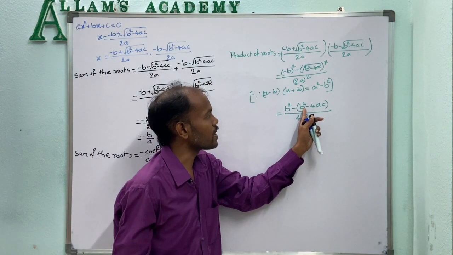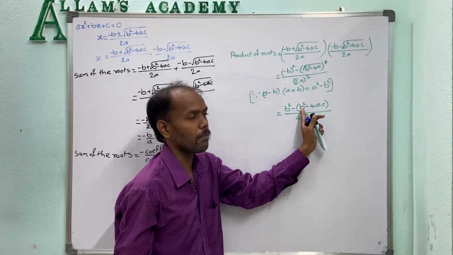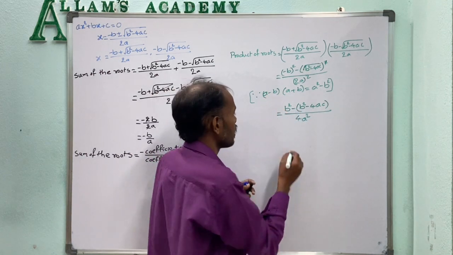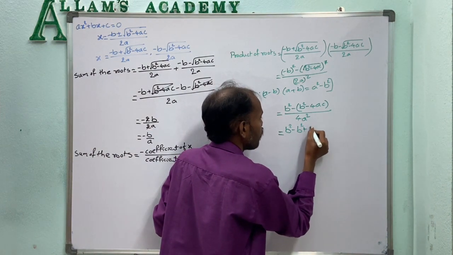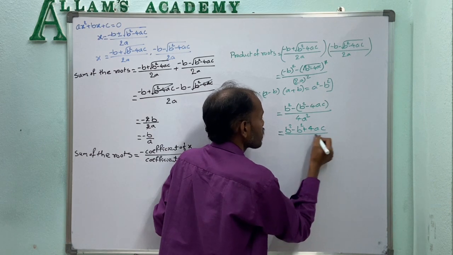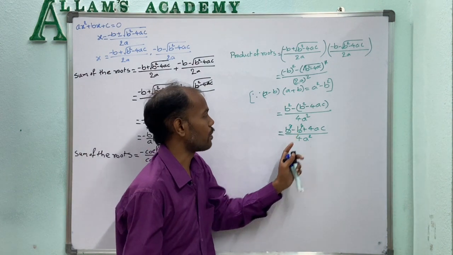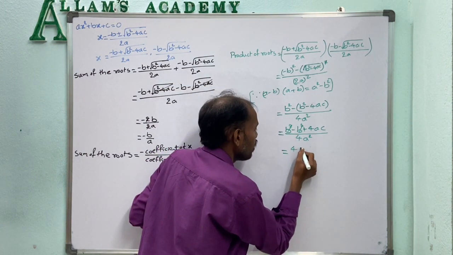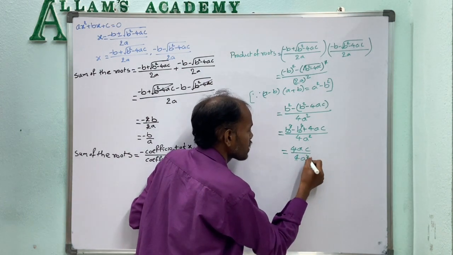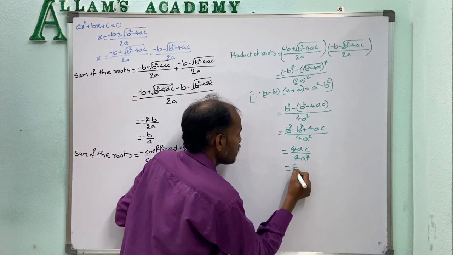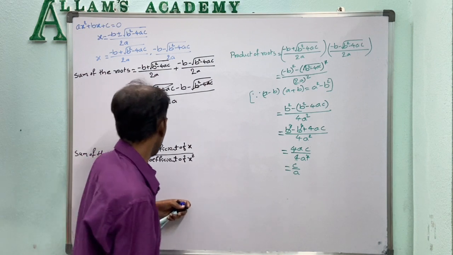So minus of b square minus 4ac, that means minus times multiplication: minus into plus b square is minus b square, minus into minus 4ac is plus 4ac. So b square minus b square plus 4ac by 4a square. b square minus b square are the same values with a negative symbol, so they will be cancelled. That means 4ac by 4a square. So 4 gets cancelled, a once cancels, and we get c by a. So the product of the roots is nothing but c by a.